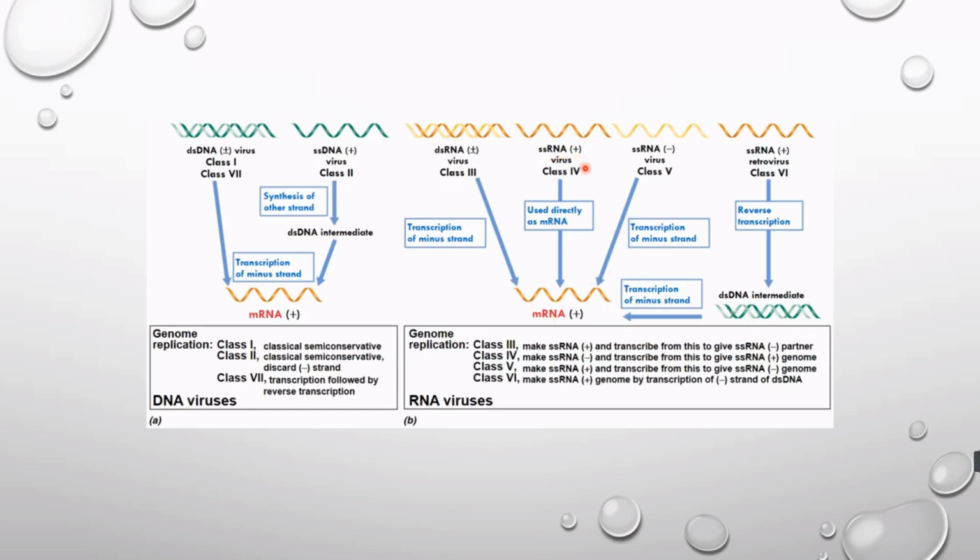This virus, as soon as it gets into its host cell, essentially mimics messenger RNA. Why? Because it's in the plus configuration. So this viral single-stranded RNA is essentially the same as the messenger RNA. As soon as it gets in, it starts to produce early phase proteins, specifically its own RNA-dependent RNA polymerase.